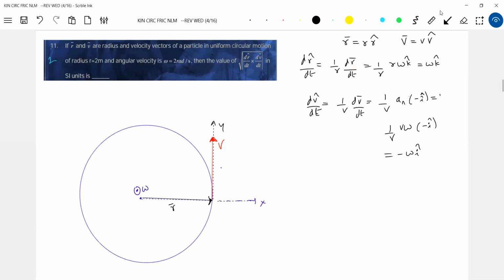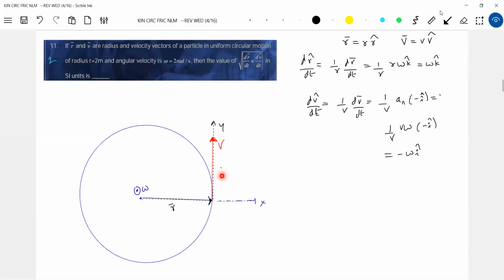So in fact, dr bar by dt is what you're going to write. You mean to say, sir, why don't you write this as v i cap? Am I right? I think that's your question. V j cap. Sir, why don't you write V j cap? So then further, V you can write as the magnitude r omega, then omega j cap will come. R omega. Yes, sir. Omega j cap.